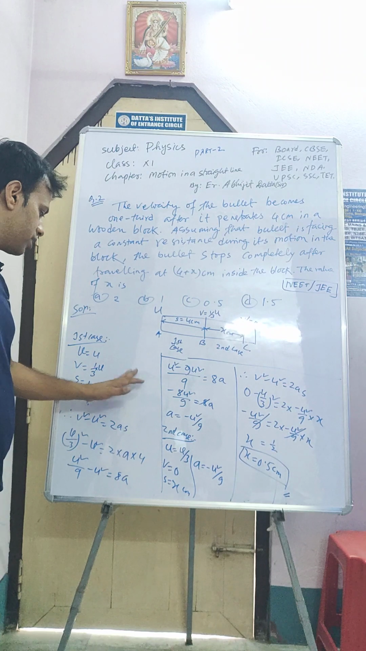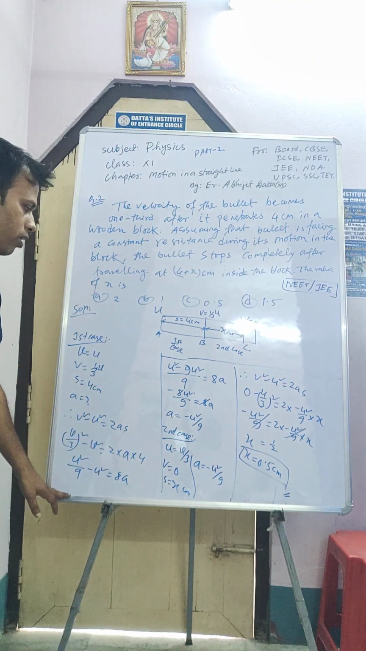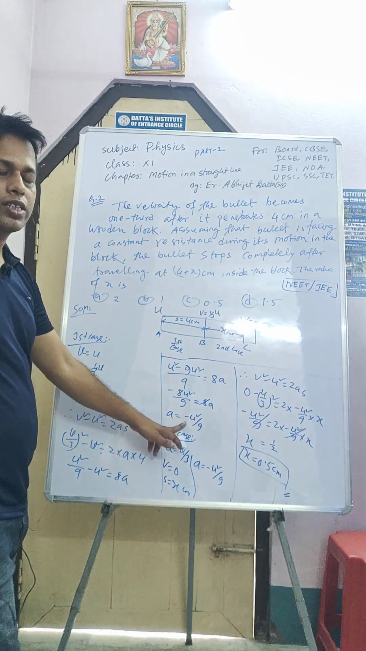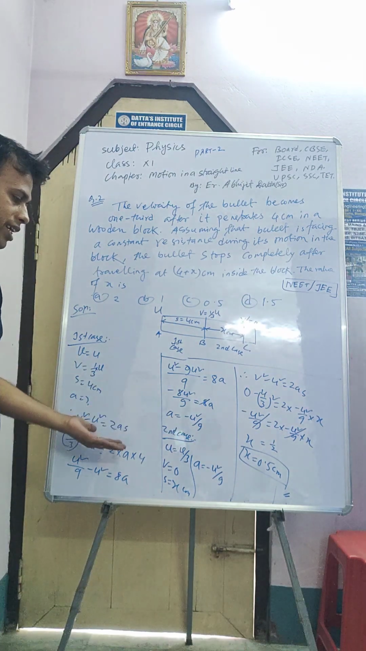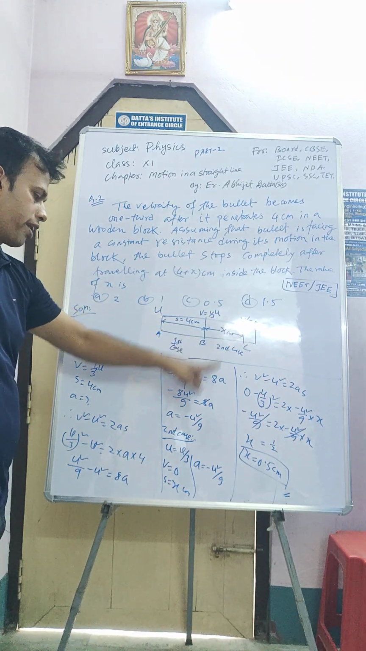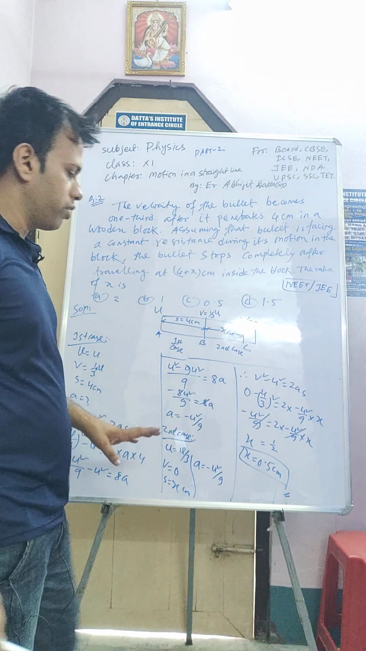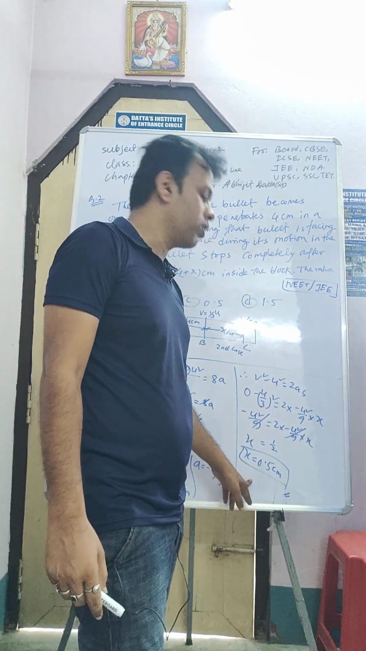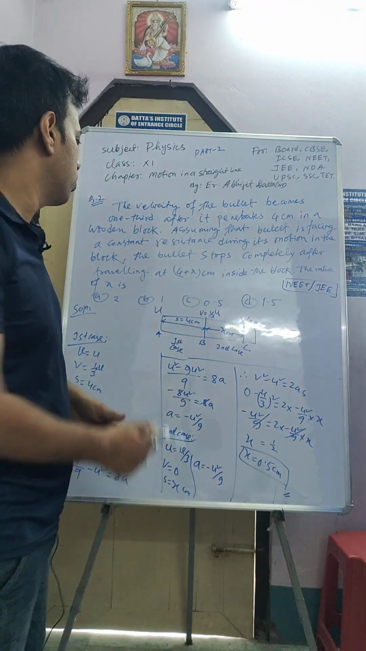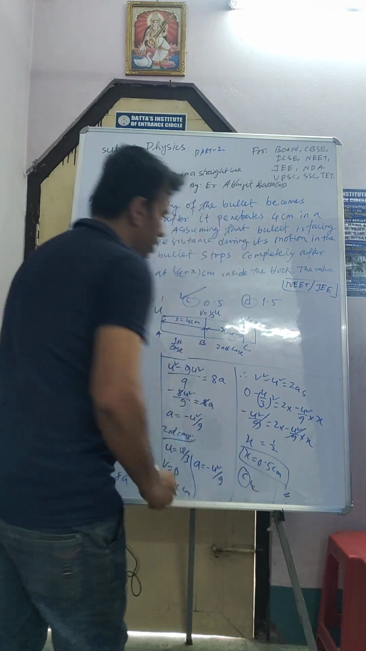So in the first case, I consider this one and I use this formula. From that I find out a is minus u square by 9. And in the second case, u will be this one, v will be this one, s will be this one, and a will be the same, this one. Okay, and using the same formula, we get x is 0.5 centimeter. So 0.5 centimeter will be the correct answer here. So option C is the correct answer.